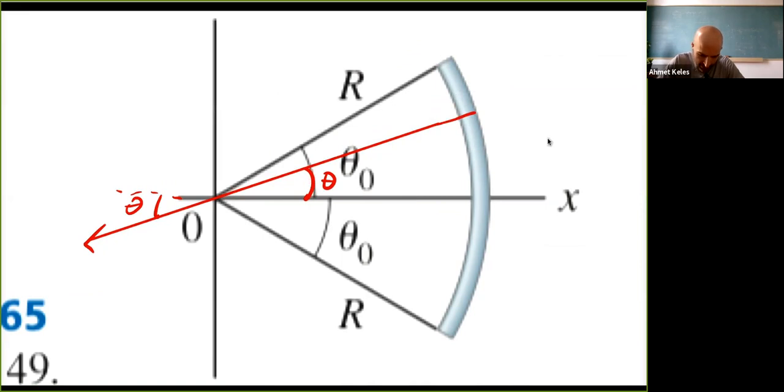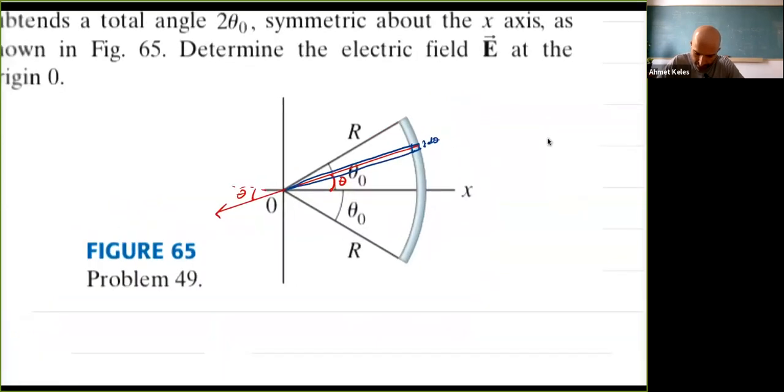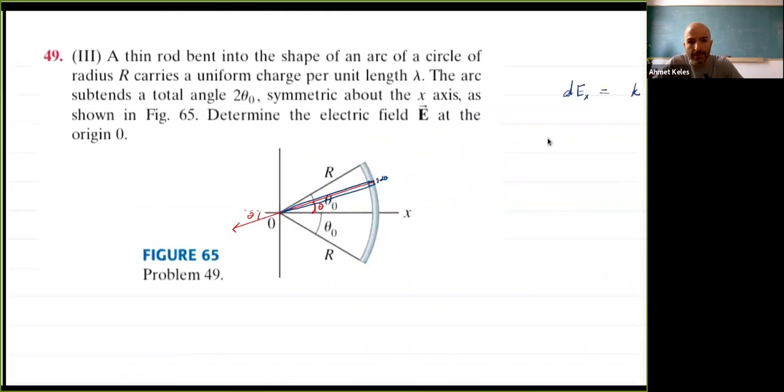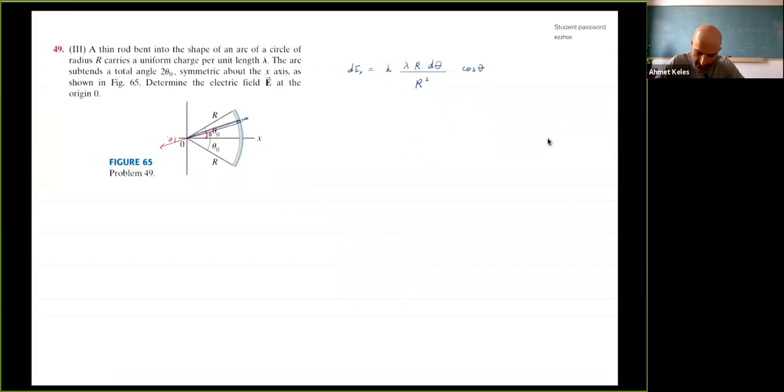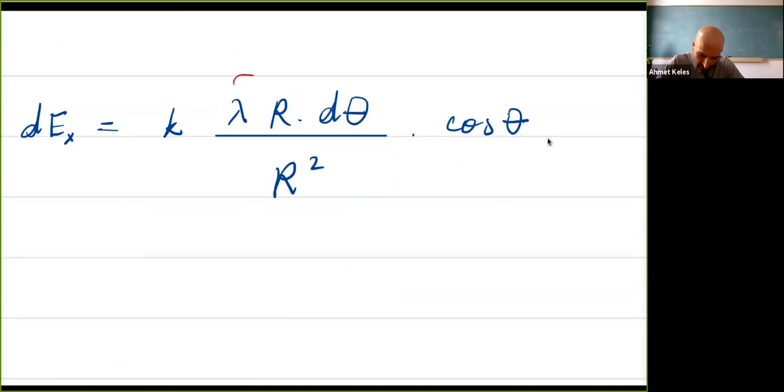And I need to write an infinitesimal here. Let me write it like this. Maybe I can use a different color. So around this angle, I put just an infinitesimal width, this, and I call this d theta. Okay? Does lambda times r times d theta mean q? Yes, that's total charge. Exactly. Here is dq, charge.